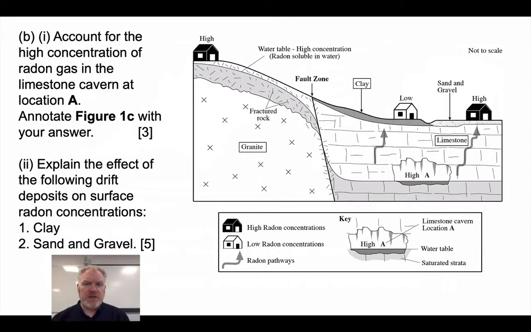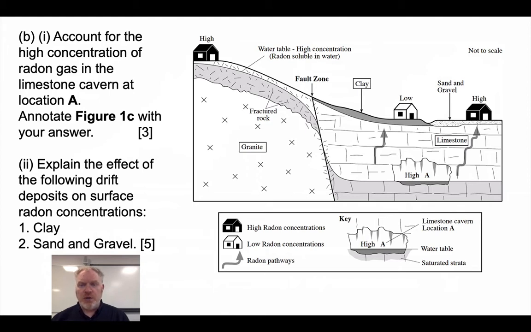The second part of this task then is to look at the occurrence of radon in different geological settings. So we've got a cavern there in limestone, location A. Why is there a high concentration of radon in that particular location? Think about where it's moving, how it's moving.